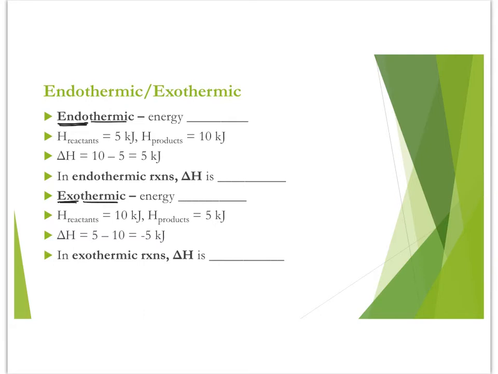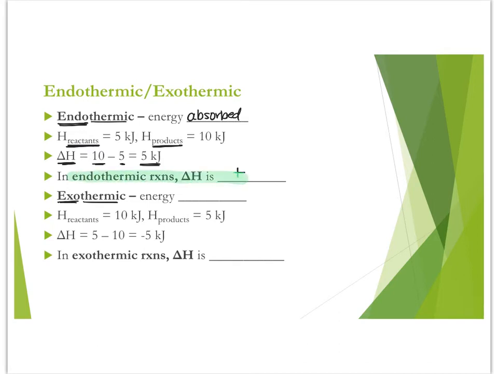If we have an endothermic reaction, energy is absorbed overall. So there's going to be some energy absorbed, some energy released, but overall you have an absorption of energy. So here, if I have an example where my reactants have 5 kilojoules of energy and my products have 10, when I do my delta H calculation of products minus reactants, I get 5 kilojoules gained overall. All the time, if you have an endothermic reaction, the delta H is always going to be positive.